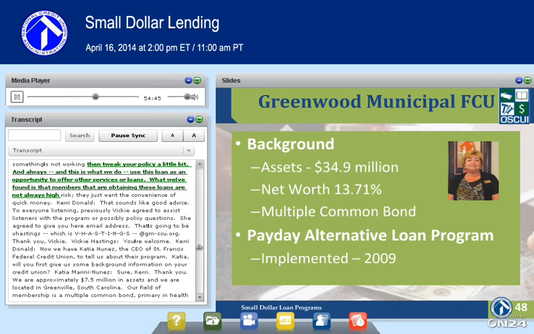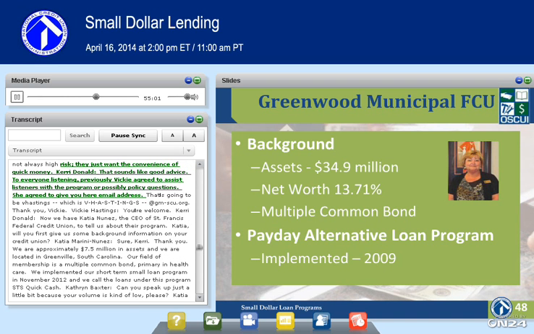And always, and this is what we do, use this loan as an opportunity to offer other services or loans. What we found is that members who are obtaining these loans are not always high risk. They just want the convenience of quick money.